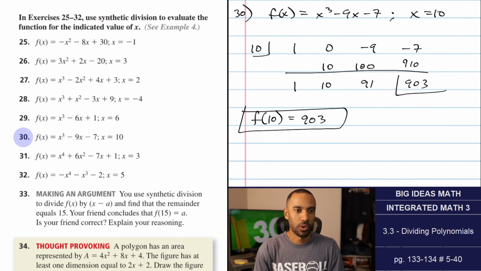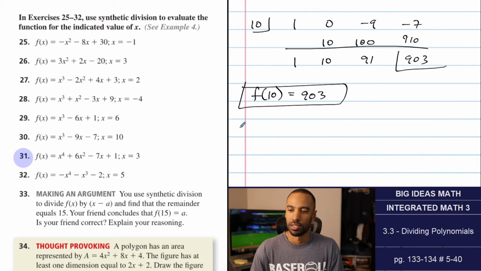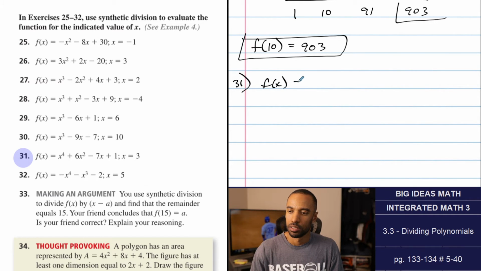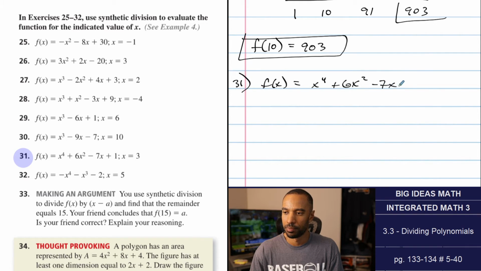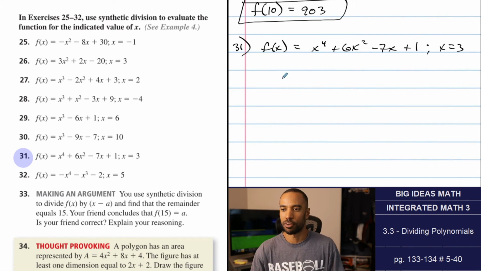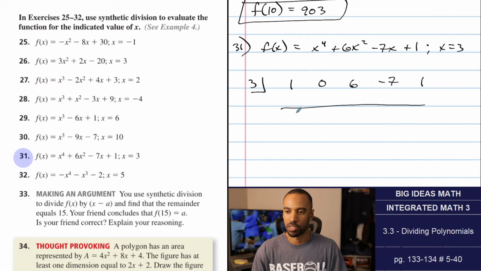All right, two more of that sort, 31 and 32. What's different on these? I have no idea. Still a placeholder. Practice. All right, which one's missing here? The x cubed. Okay. So, we evaluate f of 3. Let's give it a shot by using synthetic division and get the remainder. 1, 0x cubed, 6x squared, negative 7x, and 1. I'm going to go fast on these ones here.